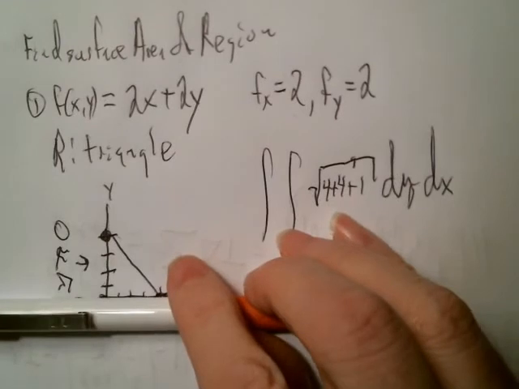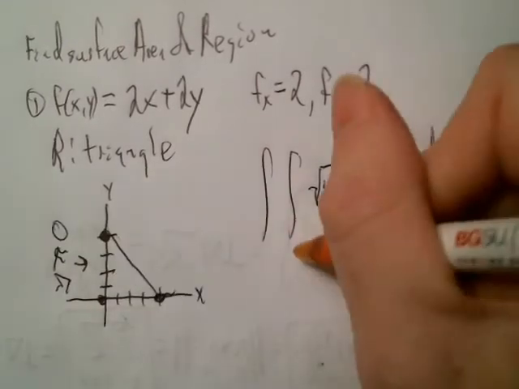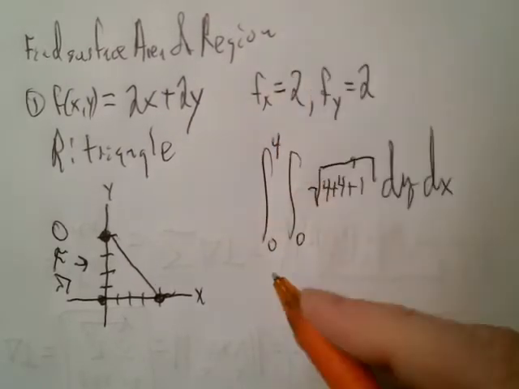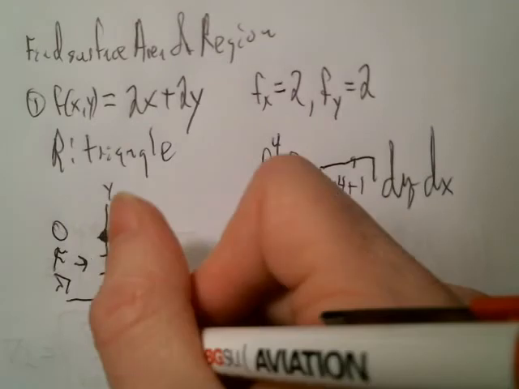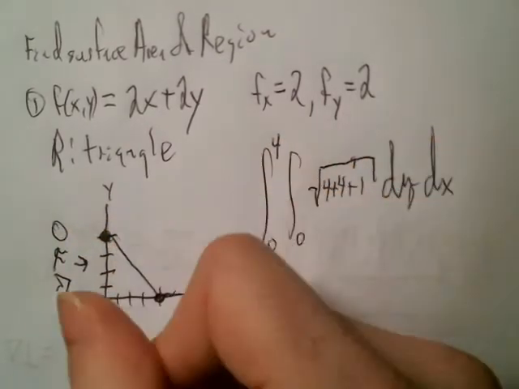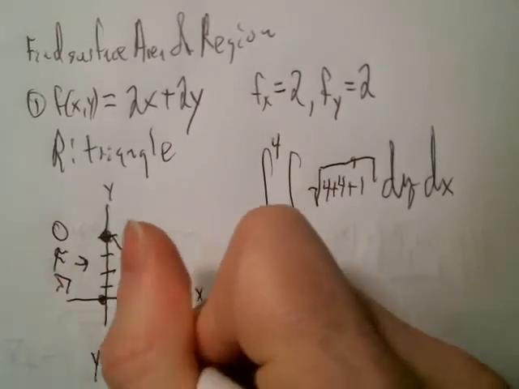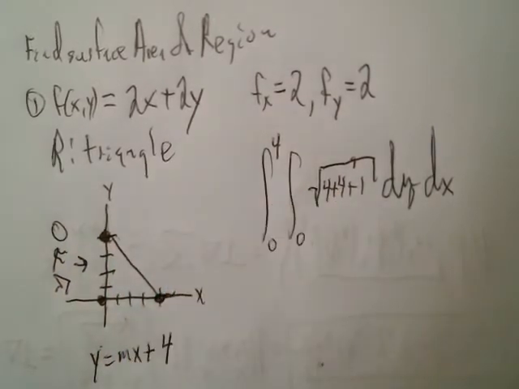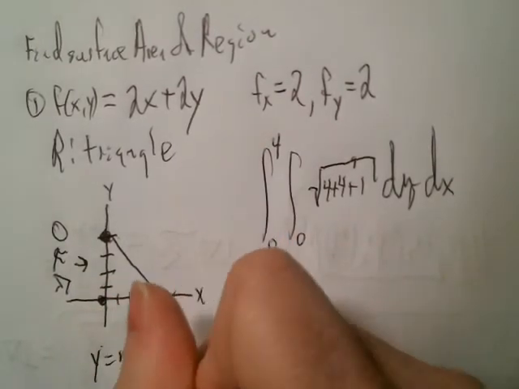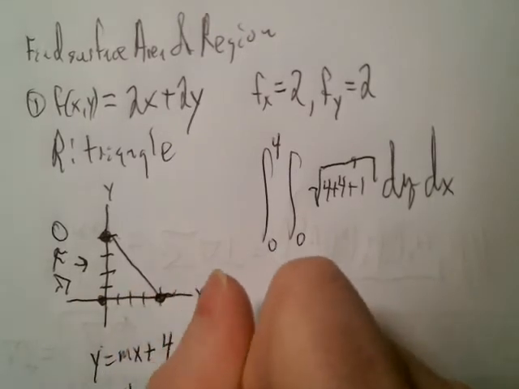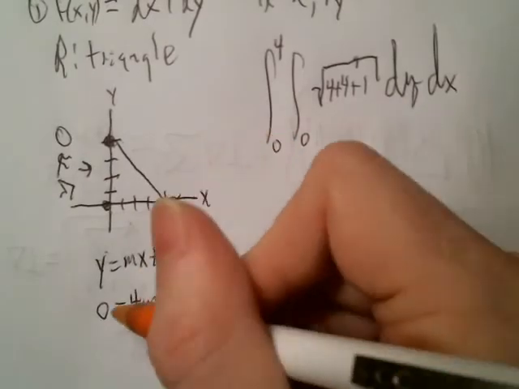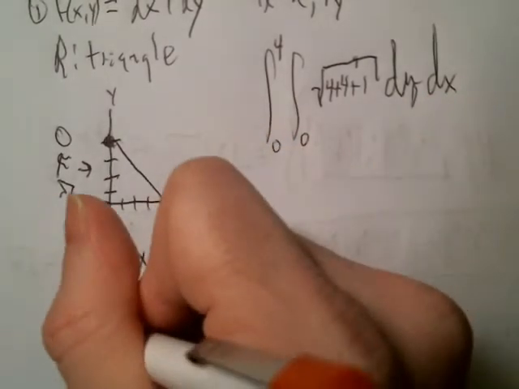So I'm going from y equals 0 to y equals whatever that line is. And then the Riemann is going from 0 to 4. So I have to figure out what this line is. Its intercept is at (0, 4). Okay, so y equals mx plus 4. And then at (4, 0), so when x is 4, y is 0, right? So you can plug that in and find the slope.